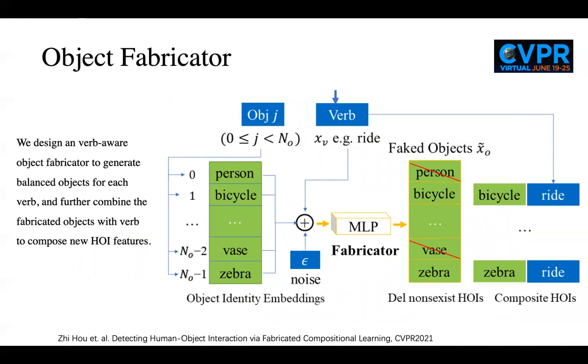In each HOI, the pose of the object is usually influenced by the human who is interacting with the object. And the person who is interacting with the object is firmly related to the verb representation. Therefore, we use the verb representation to generate corresponding object features. Noise is used to increase the diversity of the generated features.